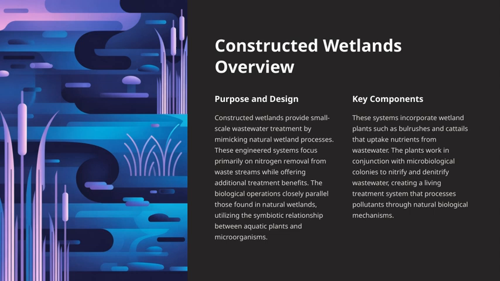Now, let's talk about the key components. These wetlands incorporate specific plants that naturally uptake nutrients from the wastewater. These plants, such as bulrushes and cattails, play a vital role. They work together with colonies of microorganisms to convert nitrogen compounds through processes called nitrification and denitrification. This creates a living, breathing treatment system that uses natural biological mechanisms to clean the water.